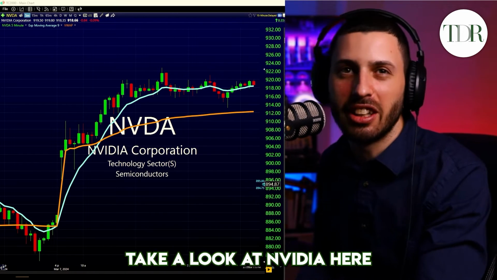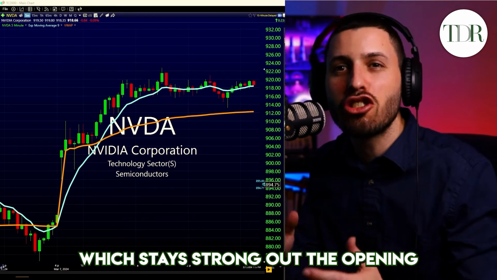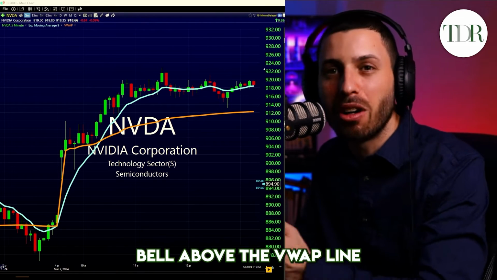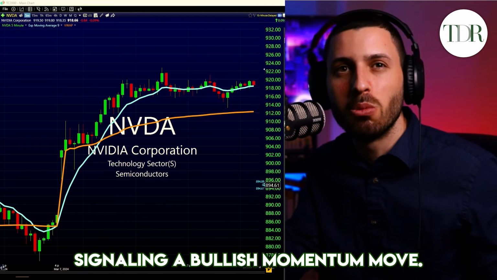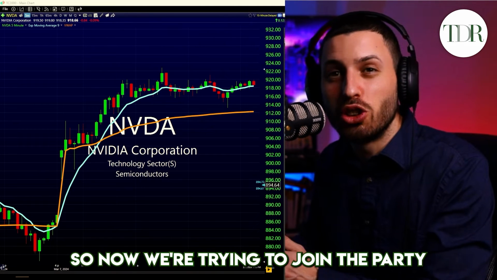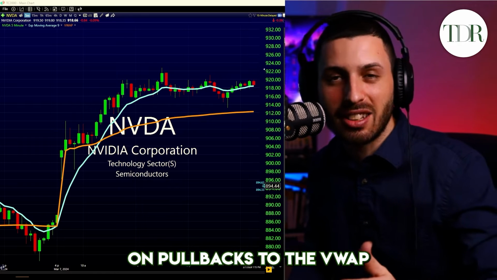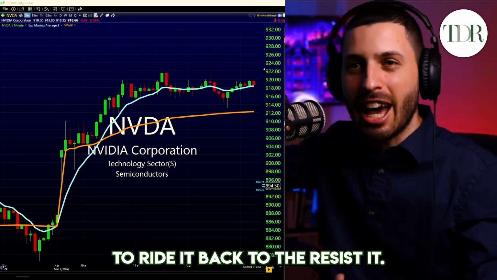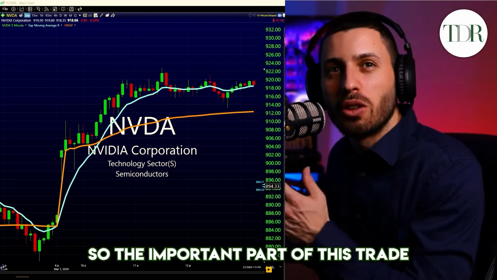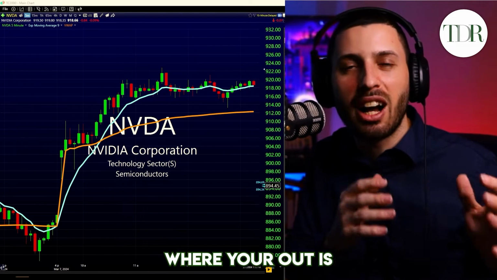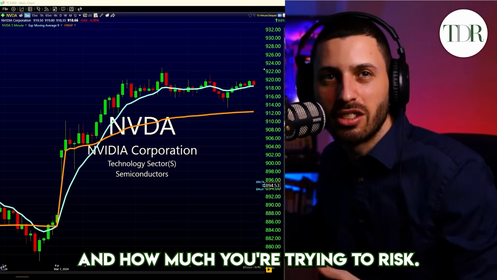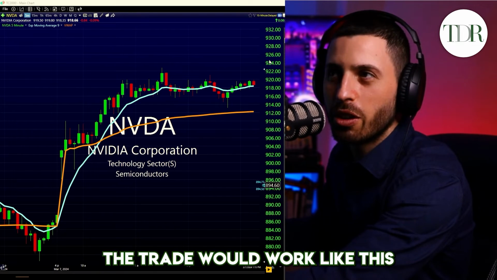Take a look at NVIDIA here, which of course stays strong out the opening bell above the VWAP line, signaling a bullish momentum move. So now we're trying to join the party on pullbacks to the VWAP to ride it back to the resistance. So the important part of this trade is always understanding where your out is and how much you're trying to risk. The trade would work like this.